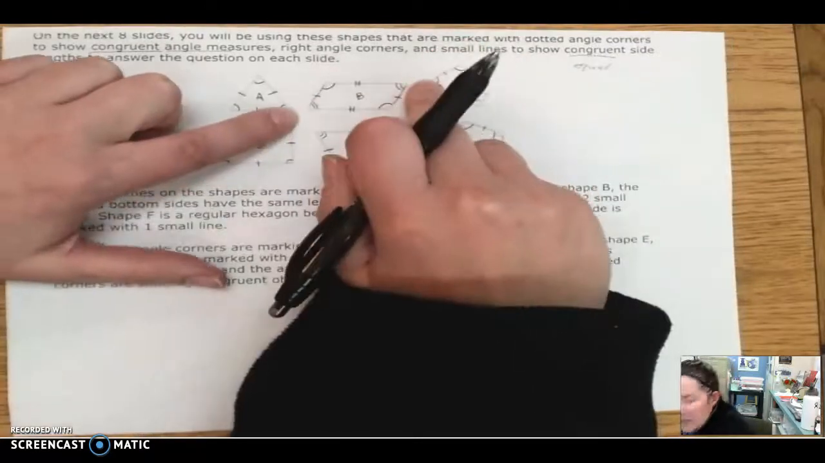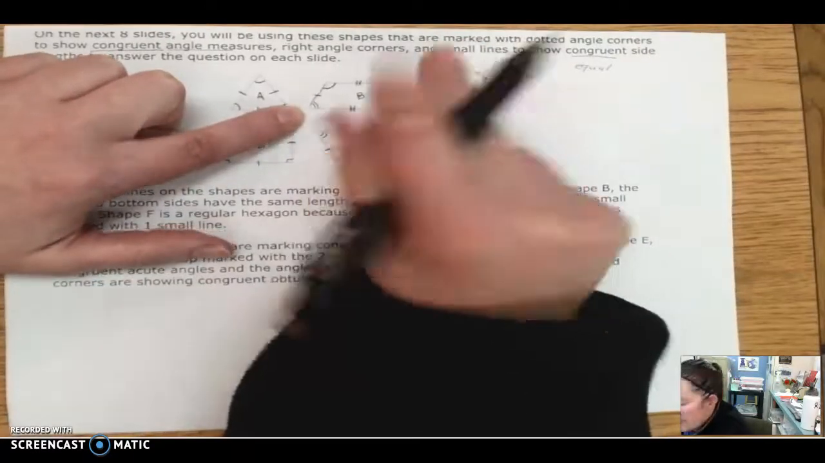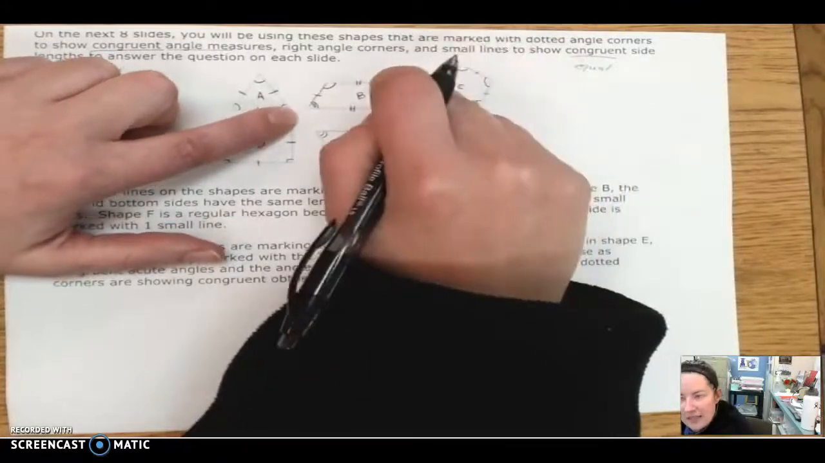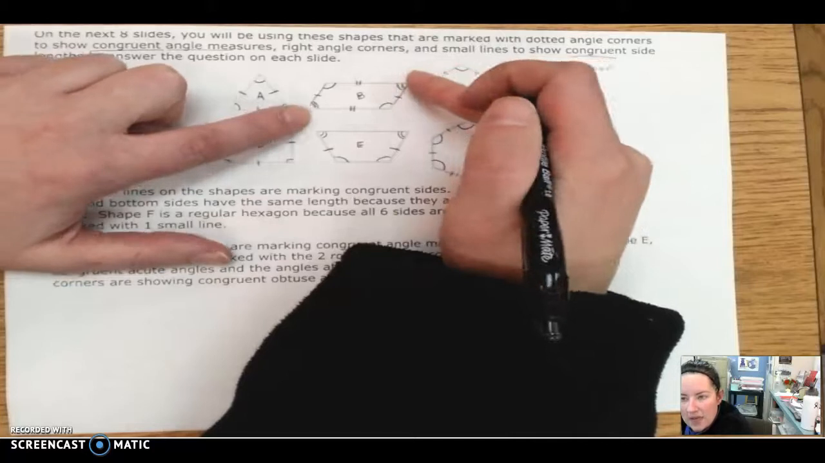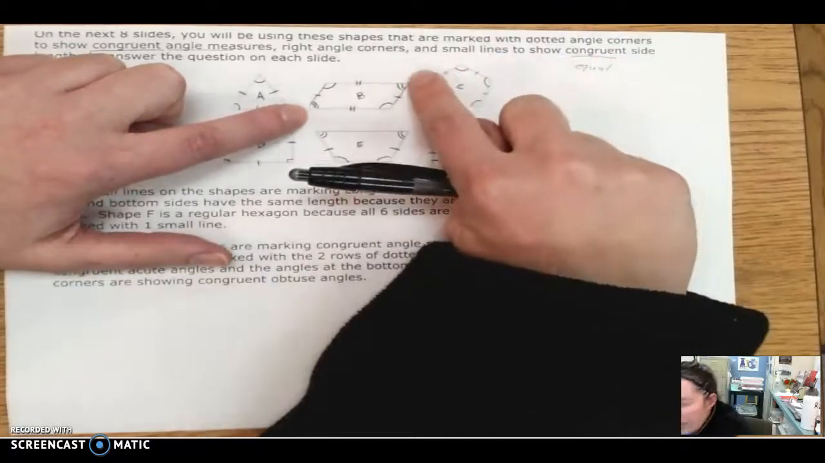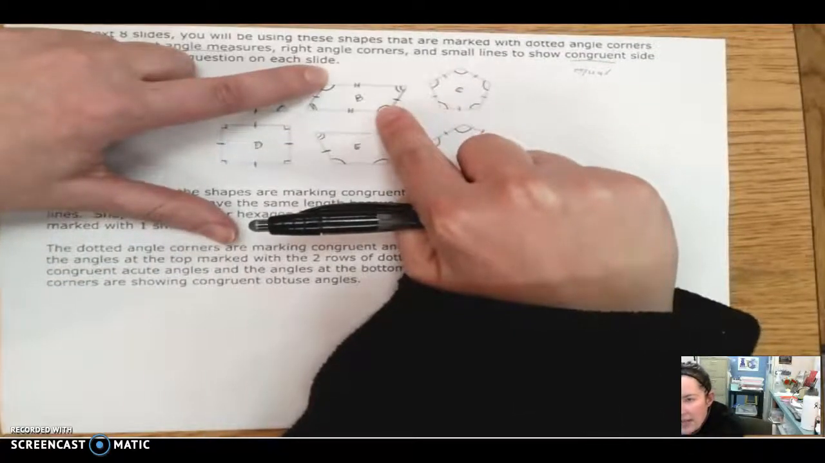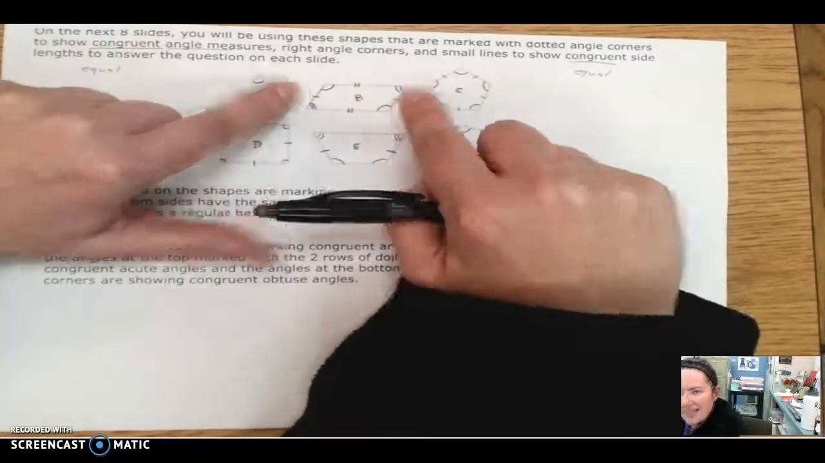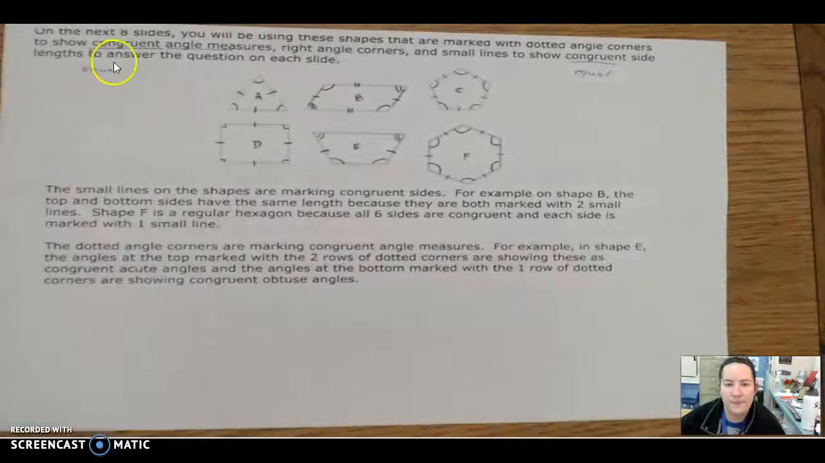And what do you notice about these ones? They both have 2 lines. That means this angle and this angle are exactly the same size. So the opposite angles are the same. These angles are the same. The top and bottom are the same length, and the sides are the same length.